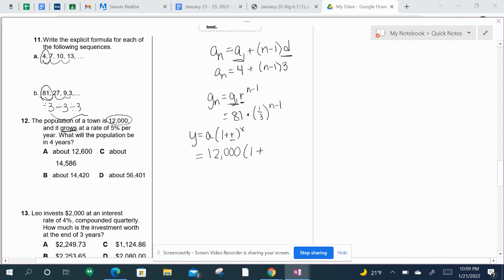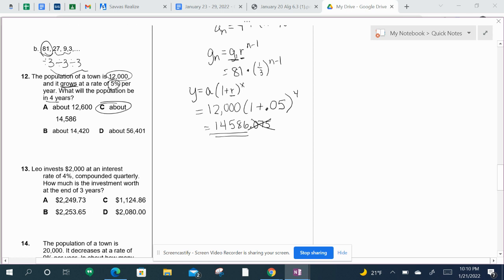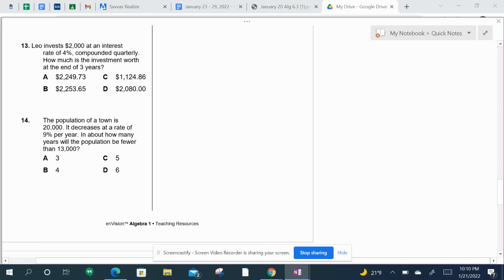1 plus R stands for the rate, 5%. But remember, when we write percents, we have to write them as decimals. And then we're looking at 4 years. Plugging that into my calculator, I get an answer of 14586.075. But because we're talking about population, I would round to the nearest whole number, which would be C, about 14,586 people.